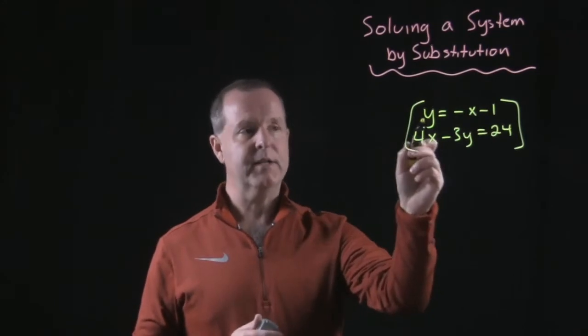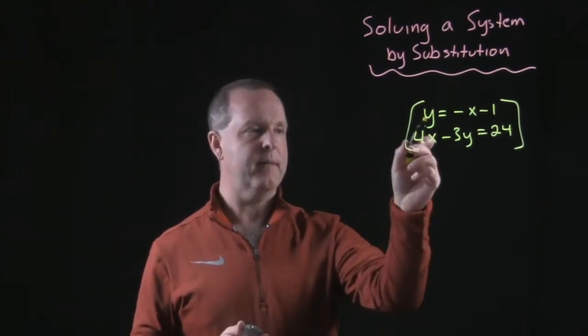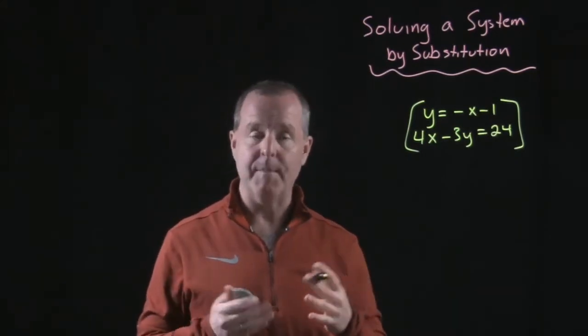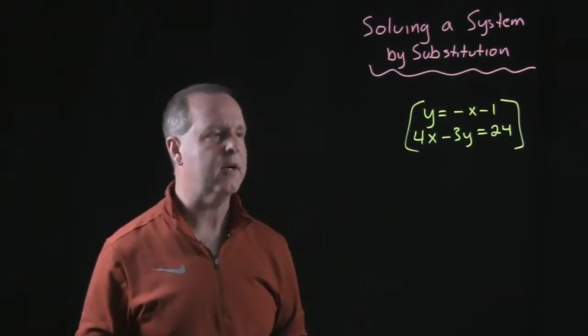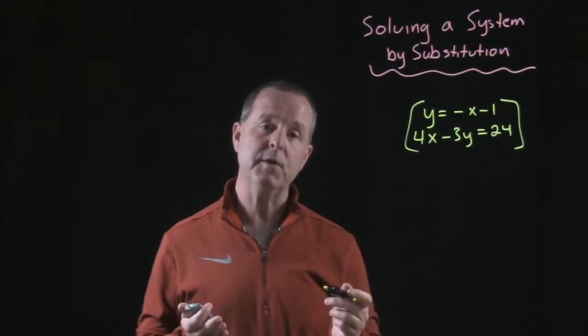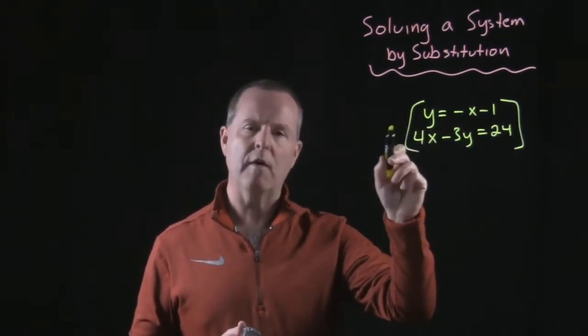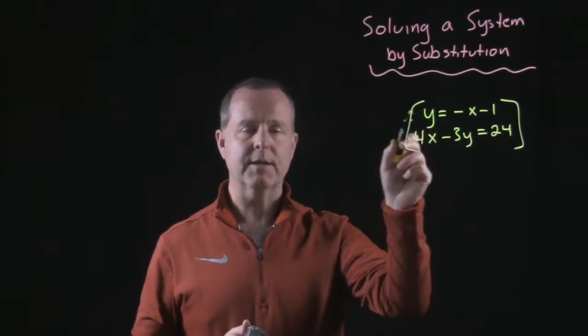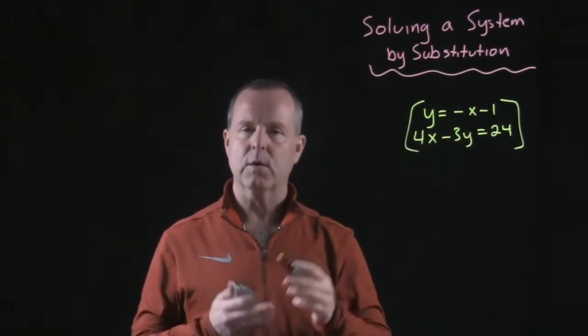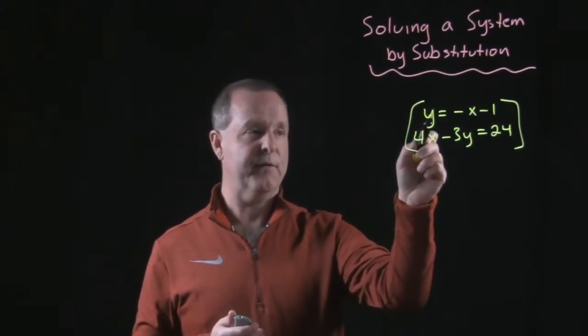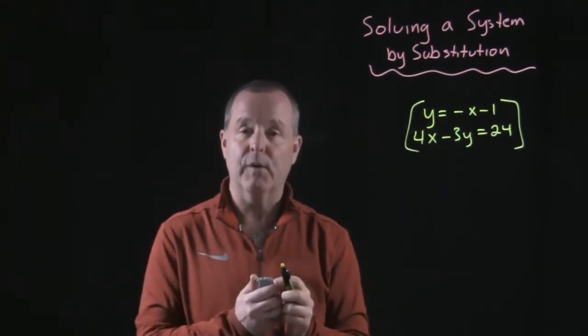Notice that they're both lines. The first one happens to be written in slope-intercept form. The second one is in standard form. Doesn't matter. They both represent a linear equation. So how we use substitution is, first of all, we rewrite one of the equations in terms of a variable. So we solve for an x or solve for a y. Now notice this particular example, the first one, I already solved for y.